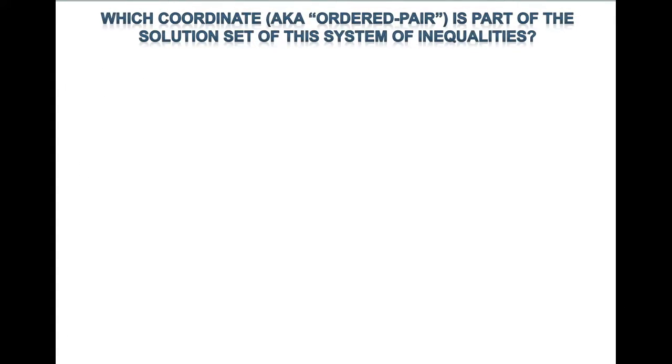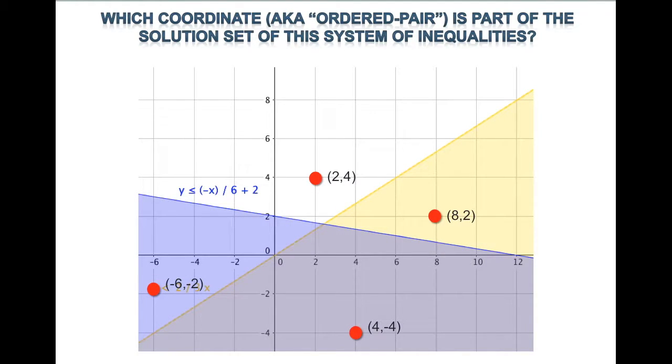Which coordinate, or we're going to call it an ordered pair, is part of the solution set of this system of inequalities? So here is the shading, but I've also added 4 points in random parts of the graph. I want you to tell me which of these points is part of the solution set. I have here (2, 4), (-6, -2), (4, -4), and (8, 2). Which one is part of the solution set?